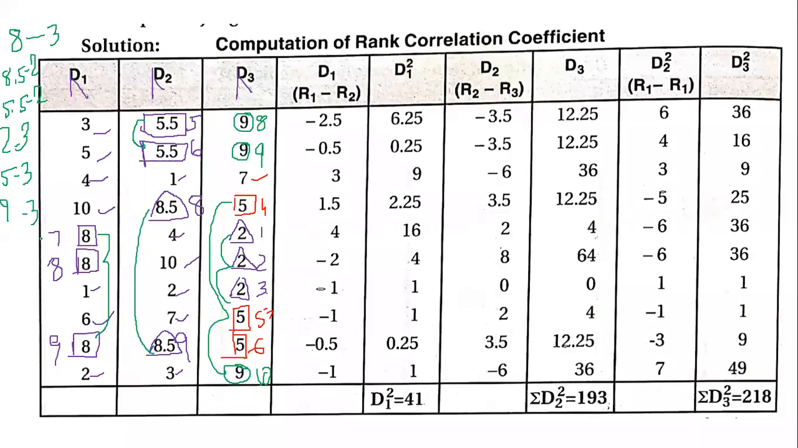So how many repetitions we have? 1, 2, 3, 4, 5, 6. So in this problem we have 6 repetitions, which means we will be having m cube minus m 6 times. Understood? But since we will be taking 2 at a time, our repetitions might come down.